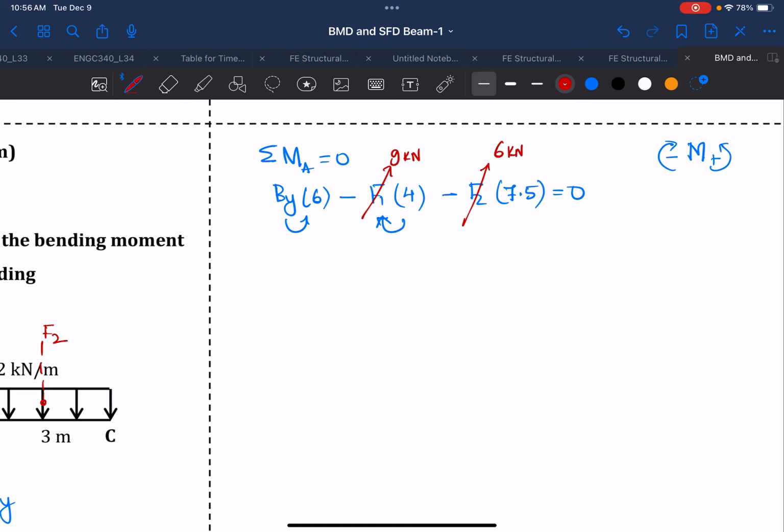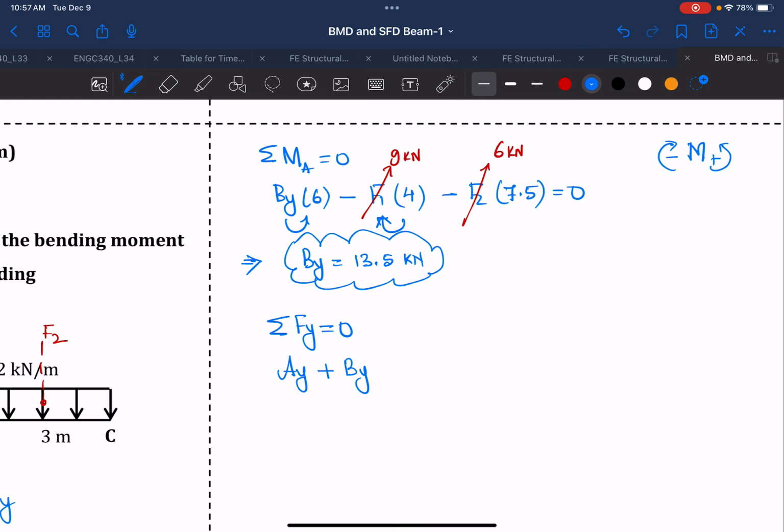So if we write the whole equation again, we have By is equal to 13.5 kilonewton. So that is your reaction at roller support B. And then another equilibrium equation is summation of Fy equal to 0, and we'll have Ay plus By, because both are upward, so that will be positive, minus F1, because this is downward, minus F2, which is downward, is equal to 0.